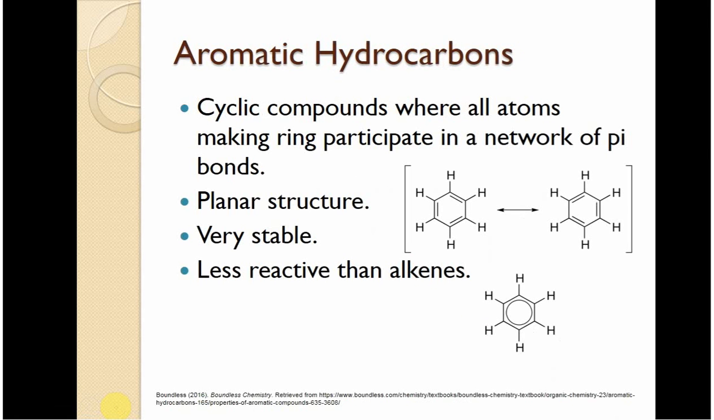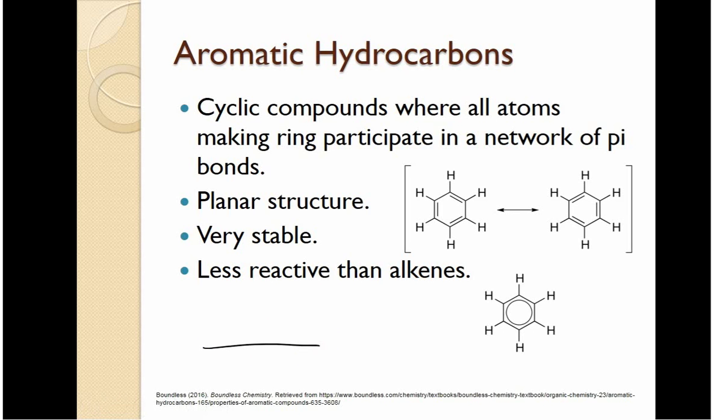Aromatic hydrocarbons have a network where every other bond is going to be a double bond. Now what happens is, because this is a double bond, this is a double bond, this is a double bond, the pi bonds stick above the ring, and so the electrons will actually circle above the ring structure. And so it's called aromatic. These tend to be planar. They're all going to be very flat, and they're very stable.